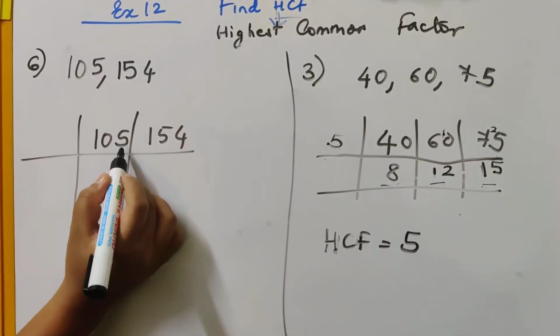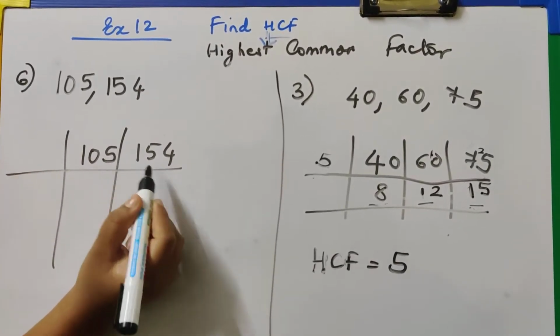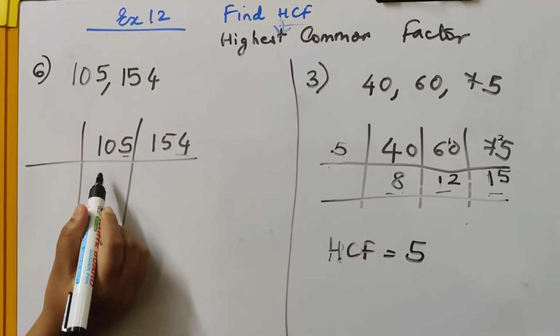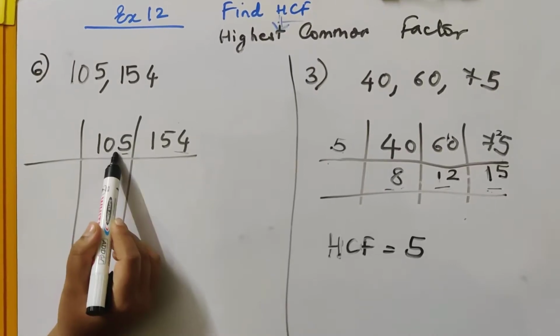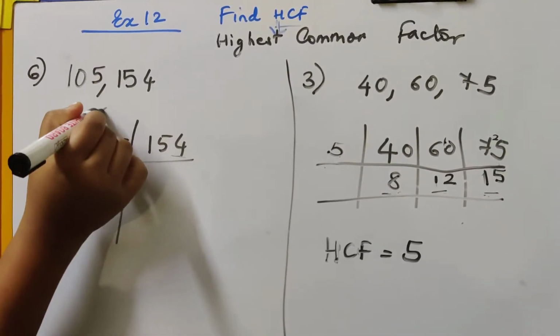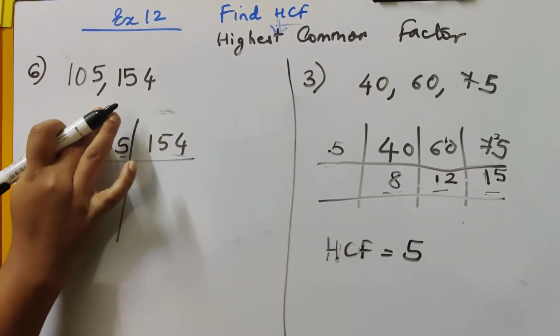Now if the ending numbers are not 0 or 5, I cannot take 5. Similarly, they are not 0, 2, 4, 6, 8, so I cannot take the table of 2. Let's try with 3. What is the rule for 3? That you add all the digits. So 5 plus 1 is 6 here, and 5 plus 1 is 6, 6 plus 4 is 10. So no, both the numbers will not go in the table of 3.